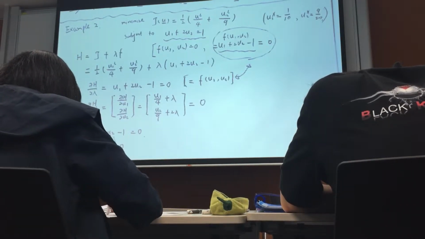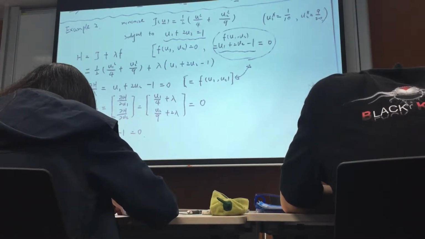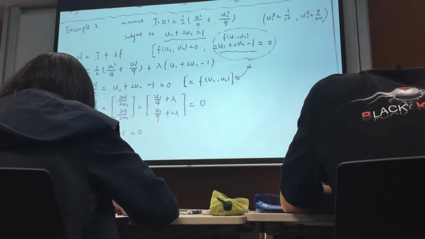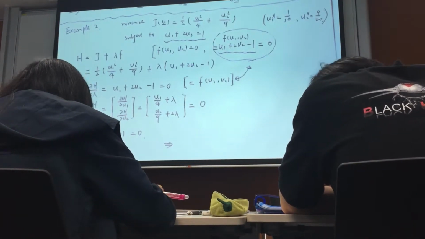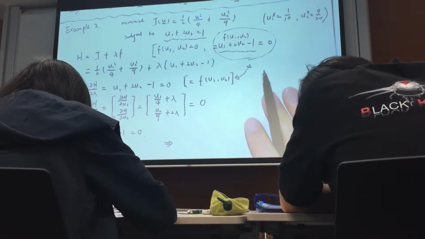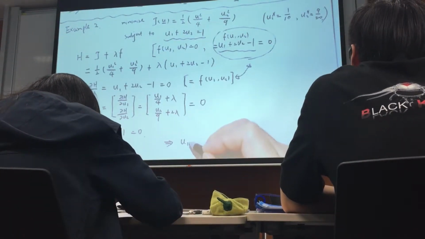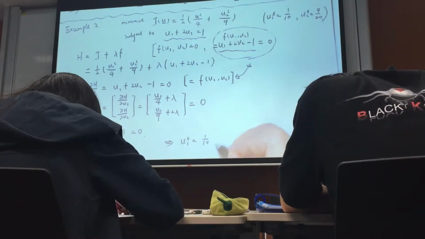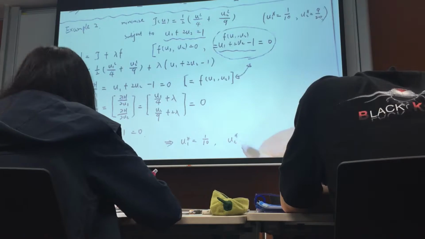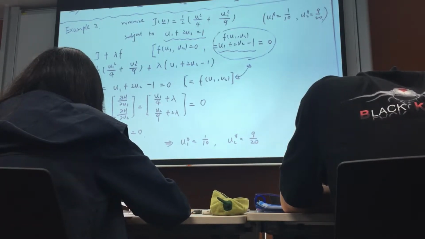So we have three equations and we have three unknowns, the u1, u2, and lambda. So from this you can easily calculate and derive the values. When you calculate this, you will get u1 star equal to 1 divided by 10, and u2 star equal to 9 divided by 20.